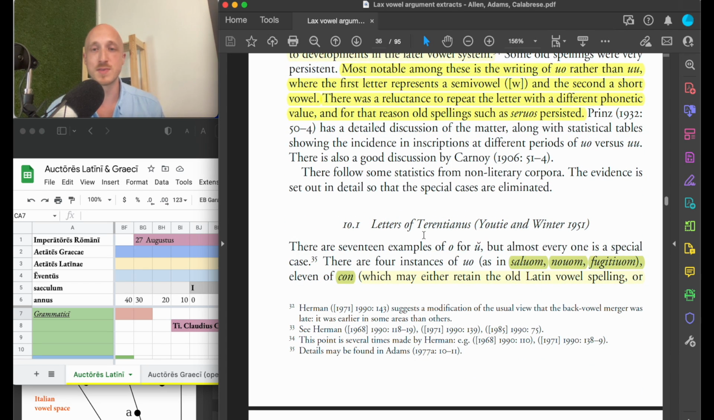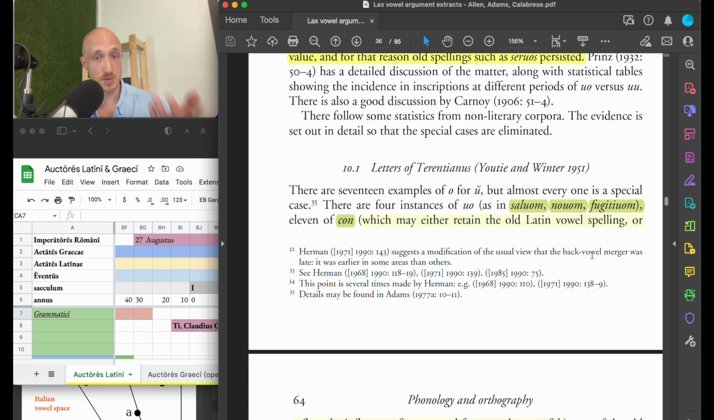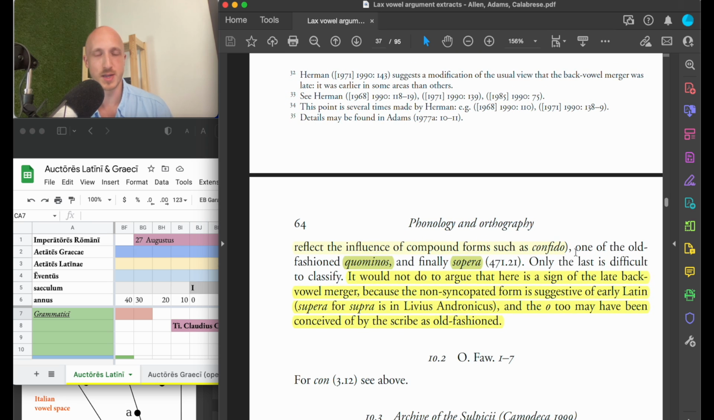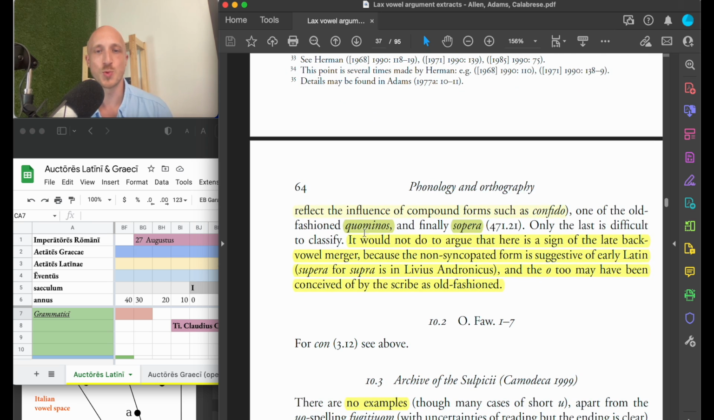Okay, so looking at the letters of Terentianus, talking 2nd century again, there are examples of this interchange, but every one is a special case. There's the wo, like salvom, novum, fugitium. This was considered proper spelling. In general, the o was a bit more novel, even though they were actually pronouncing it salvum. Quintilian remarks on this specifically, that our teachers taught us to spell it this way, even though it doesn't sound like that. Con, which may either retain the old Latin vowel spelling, which was con, or it could be an influence of all the compounds like confido. We also see quominos and sopera.